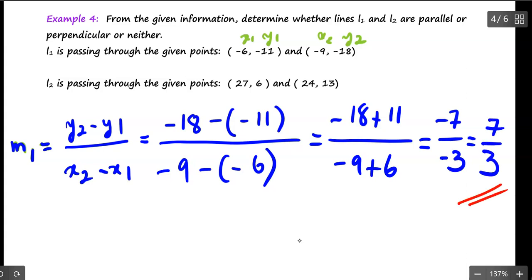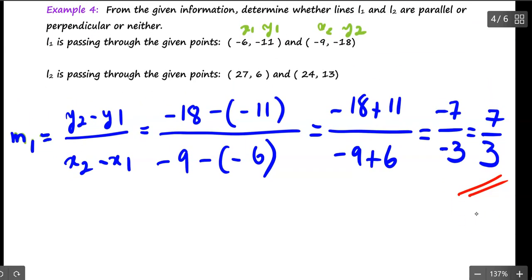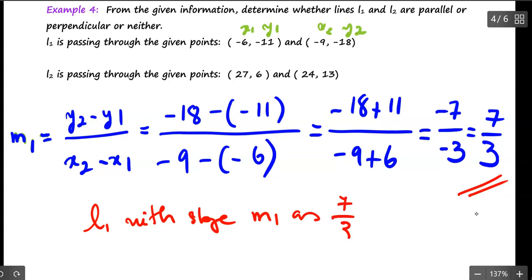Don't forget that you need to reduce your fraction to lowest terms, and you have to take care of the negative sign as well. Negative divided by negative is a positive. So L1 has slope m1 as 7 over 3.